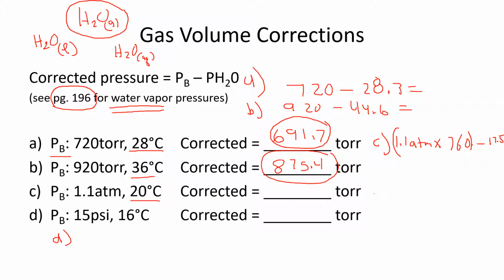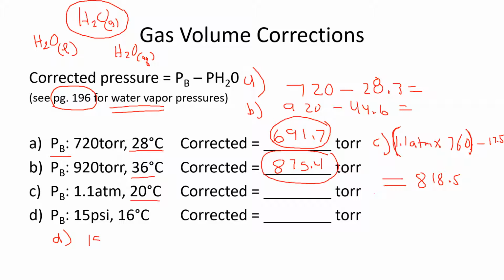What did you guys get for C? 18.5. There you go, that's better. So it's 1.1 times 760. Push equal first, because it's in parentheses. Please excuse my dear Aunt Sally, and then subtract. Yeah, don't forget your order of operations.